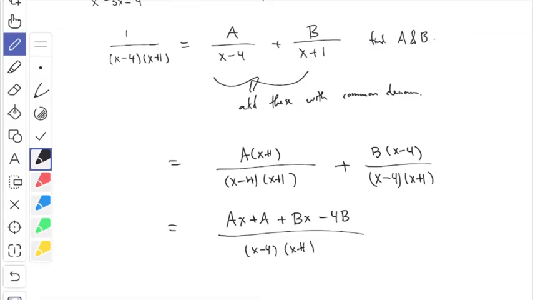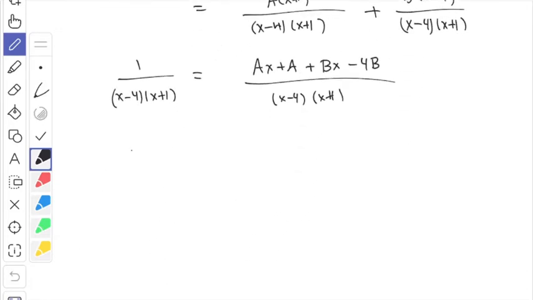All right, and this, of course, on the left side, is equal to 1 over x minus 4 times x plus 1. Now it becomes a little more clear how to solve for the a's and the b's. They have the same denominators on both sides, so we can forget about the denominators. The numerators are equal. So this says 1 equals ax plus a plus bx minus 4b.